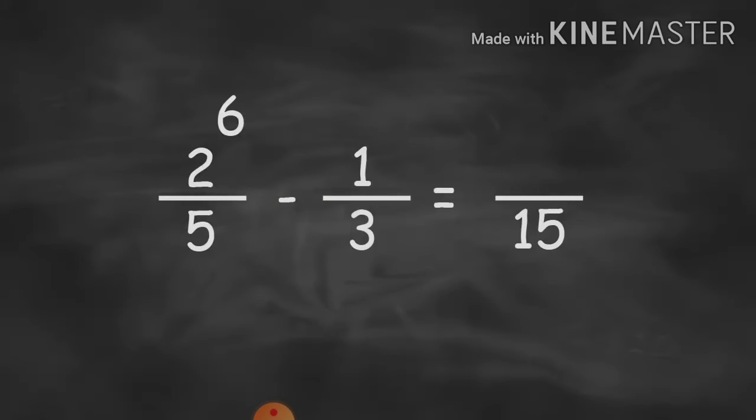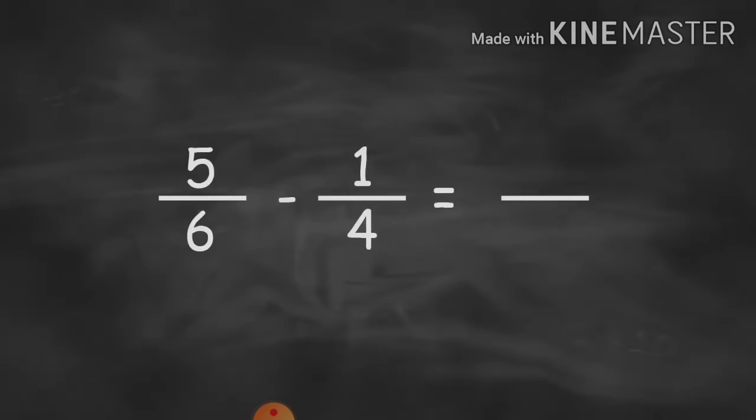Then we take our other top number, our other numerator, 1, and multiply diagonally with the 5 and we get 5. Now we can take our 6 and our 5, just subtract those following the symbol in the middle of the problem, and we get 1/15.